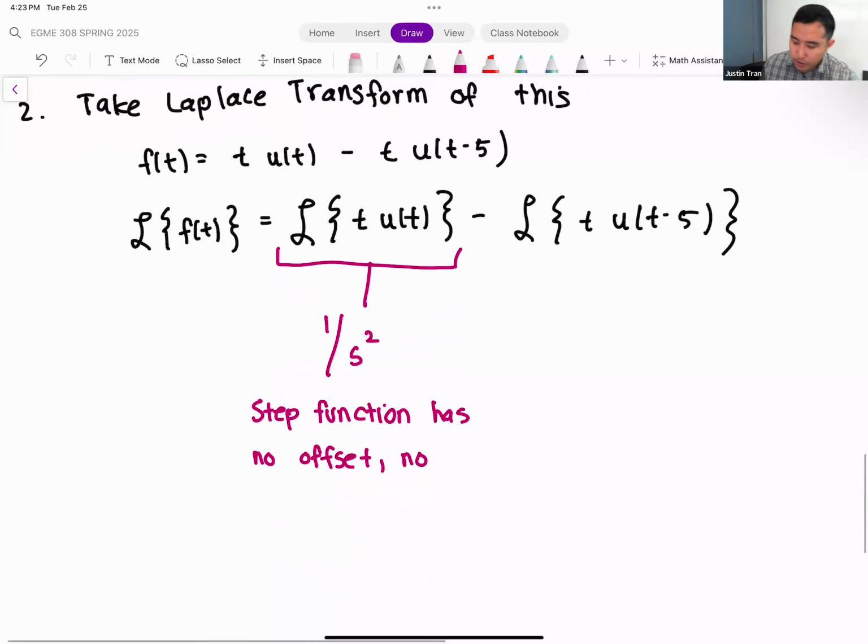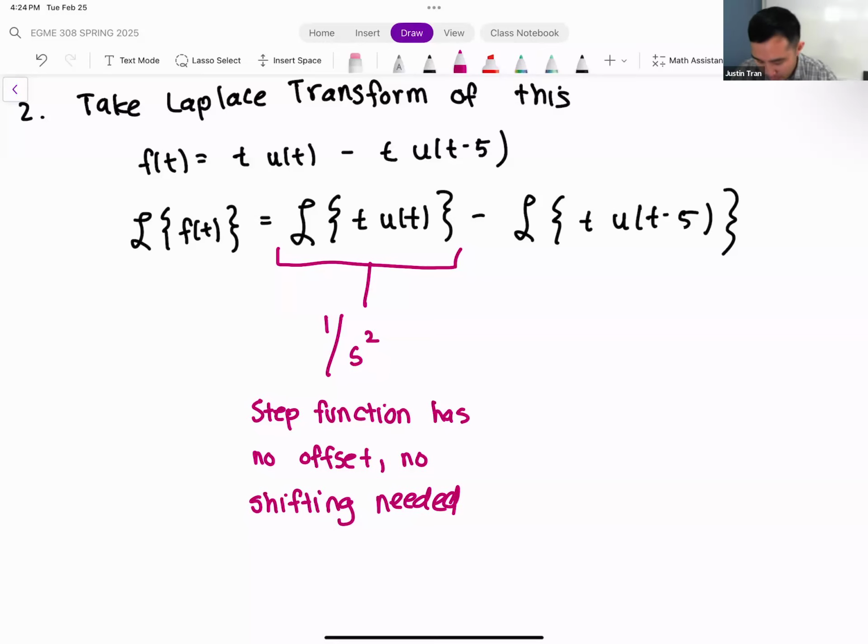Okay, so when the step function has no offset, so there's no u of t minus something, it's just u of t, then what we say is that the function has no offset, so there's no shifting required. Good.